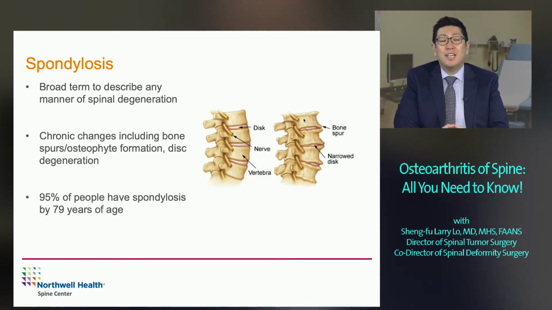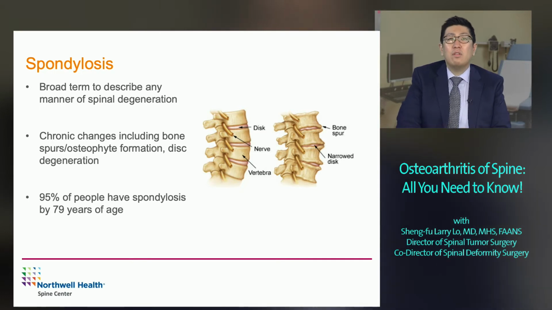Looking at general population studies, 95% of our general population have some evidence of spondylosis by 79 years of age. So it's very, very common.